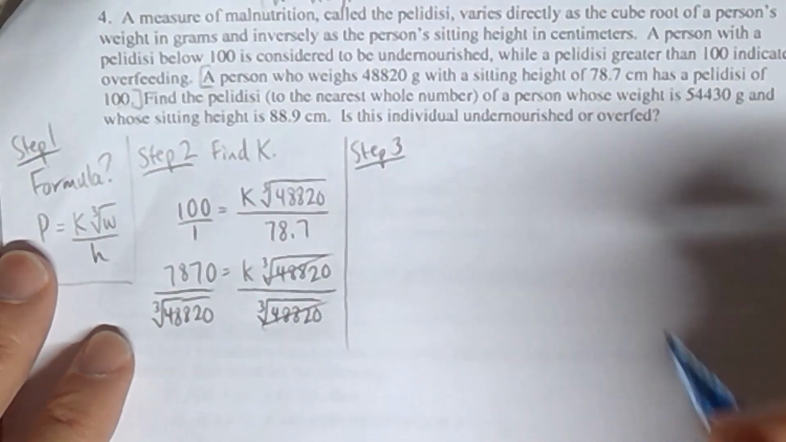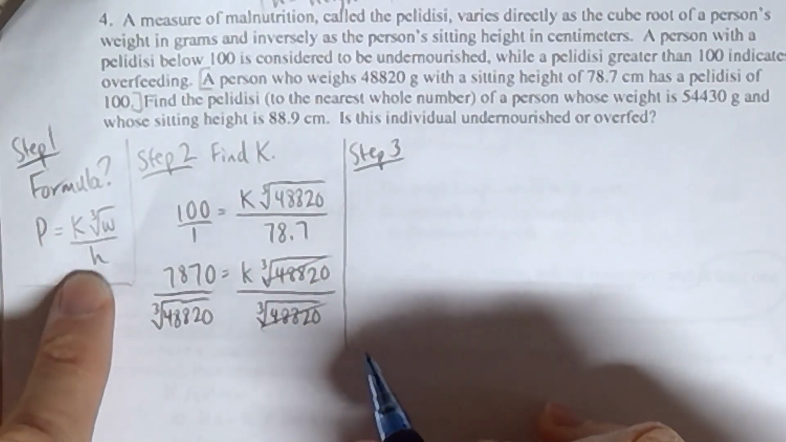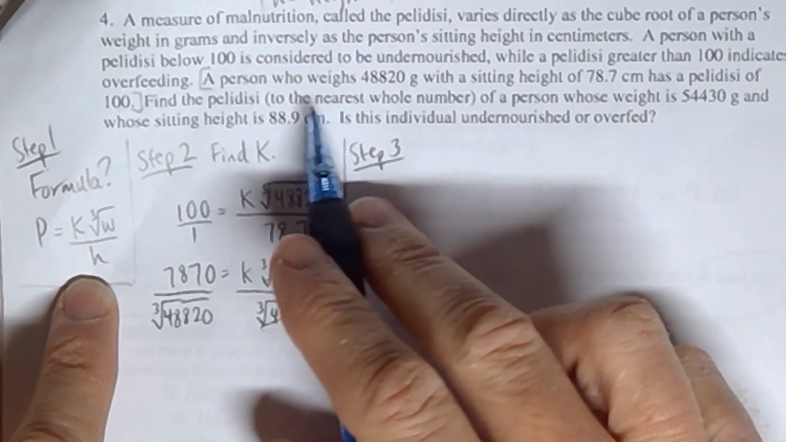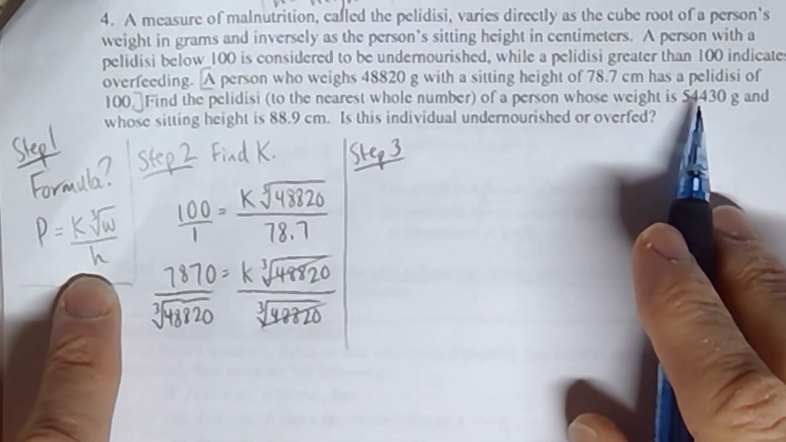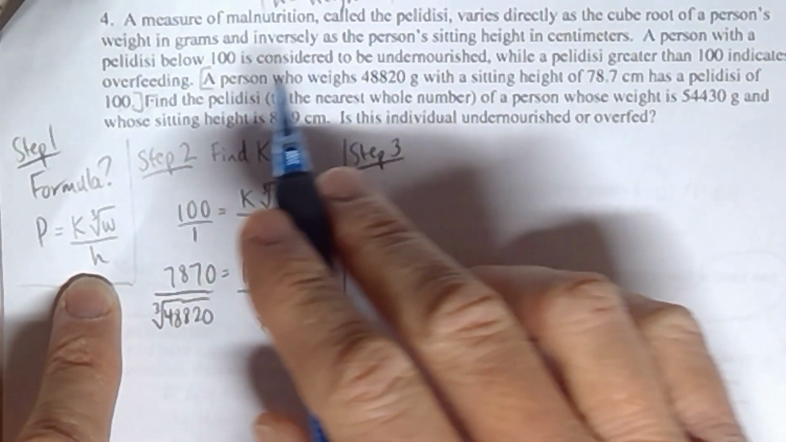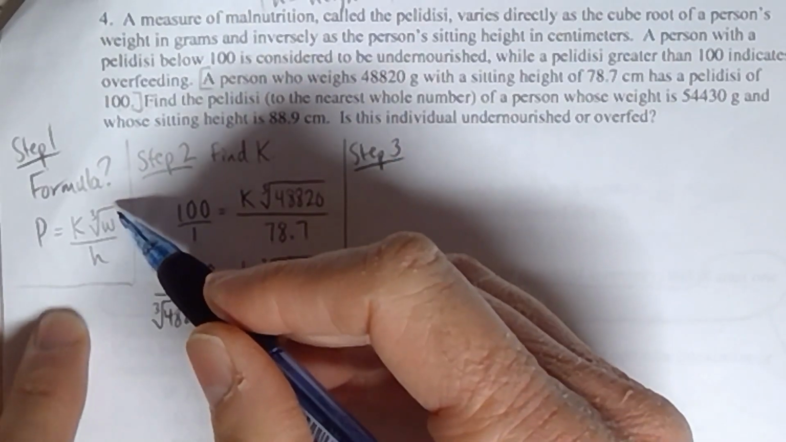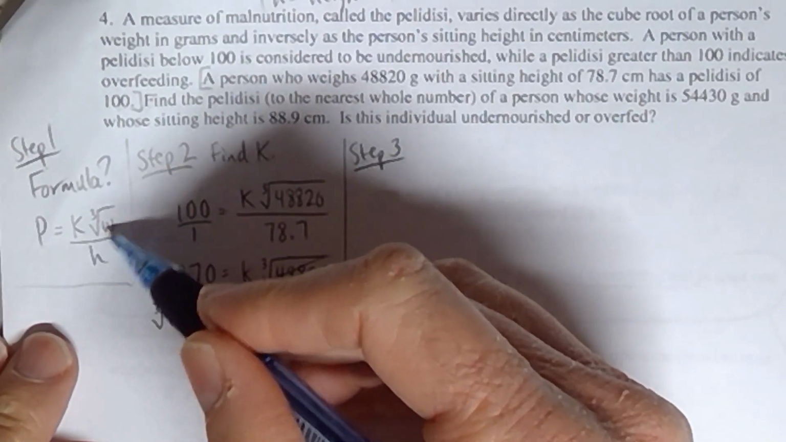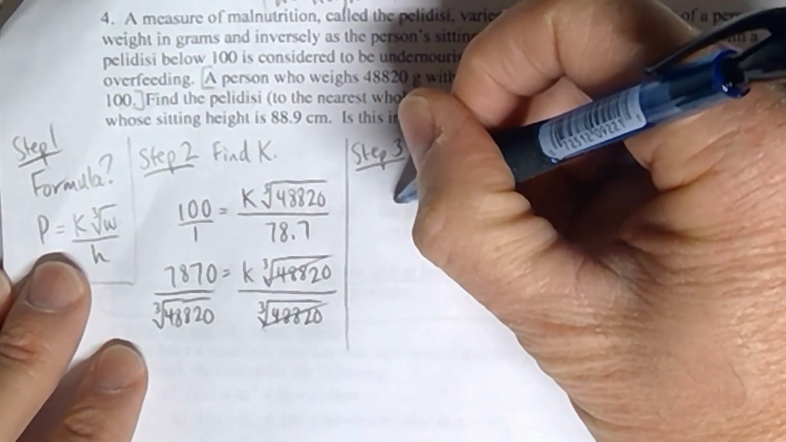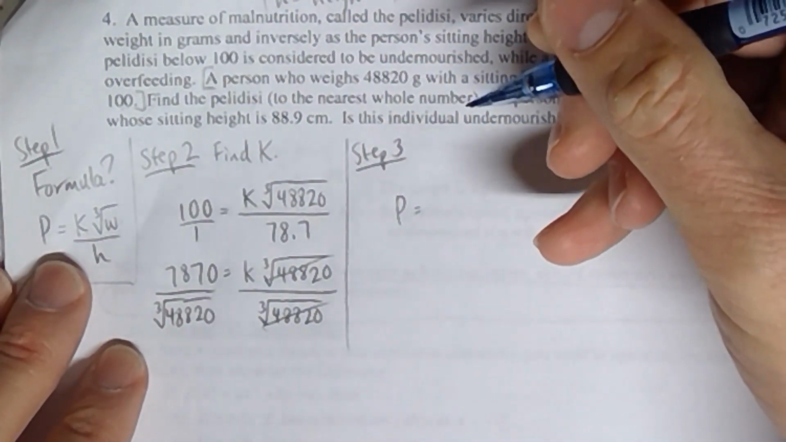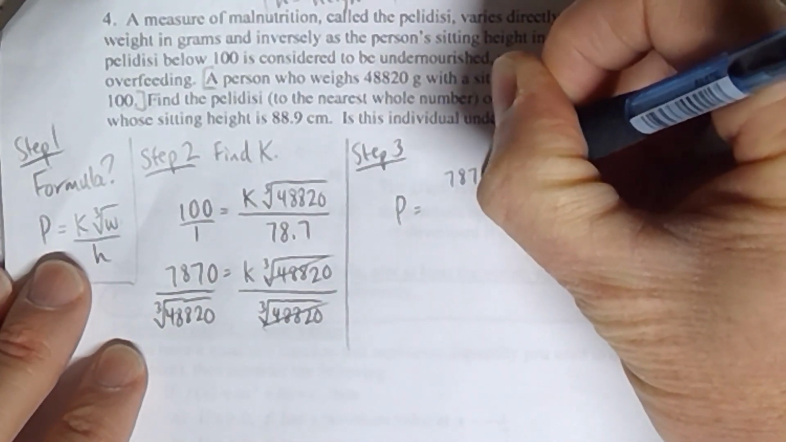But first of all, like always, after we figure out what the K is, we then plug it into the formula, and then we answer the question. It says find P for when the weight is 54,430 and the height is 88.9. So we plug in those two numbers into W and H, weight and height, and then we also plug in the K number that we have. It's going to look pretty weird, pretty complicated, but we'll get through it here. So the K goes here.